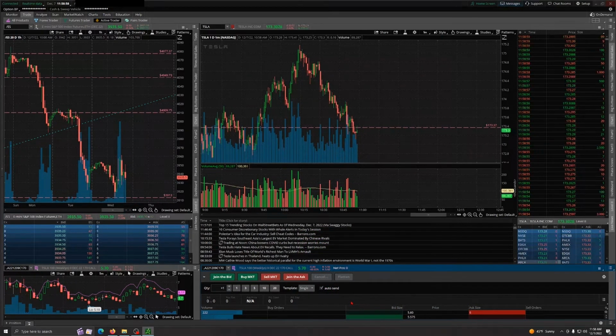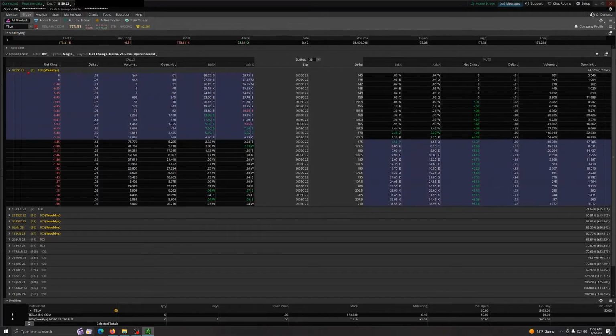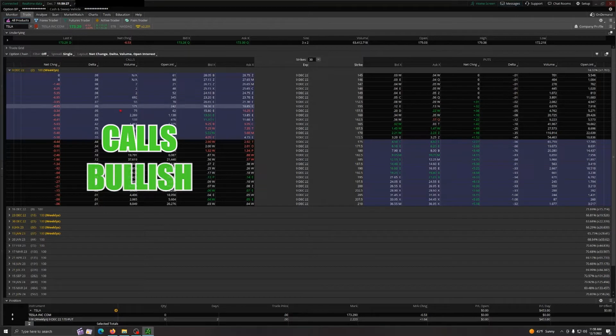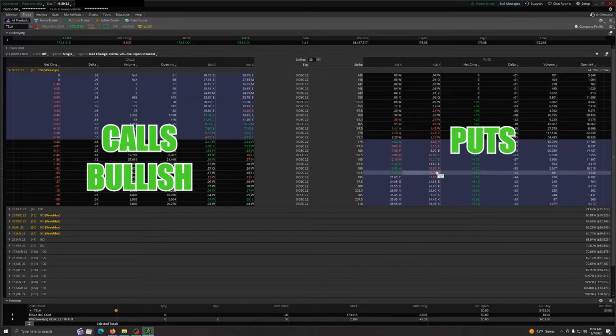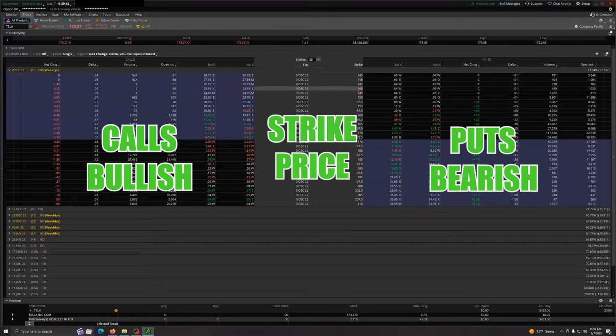Now, allow me to show you how to execute a trade with active trader. You can easily buy or sell the quantity of stocks, but with options it works differently. So with options, you go to all products. This is the option menu. You have calls over here, which means you believe the stock is going towards the upside, and puts over here, which means you believe the stock is going towards the downside. And then you have the strike price down the middle.